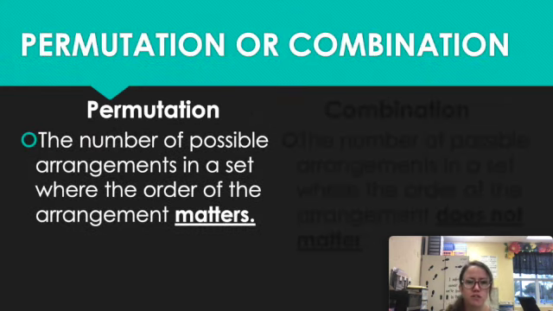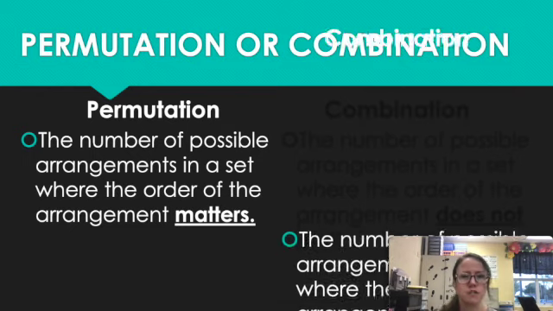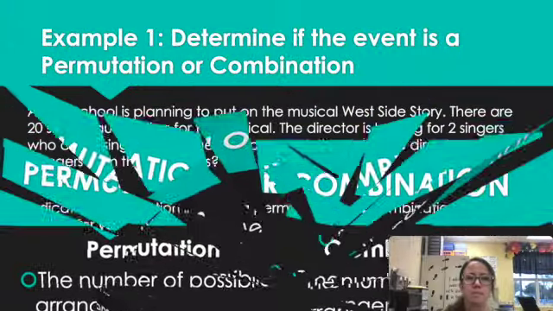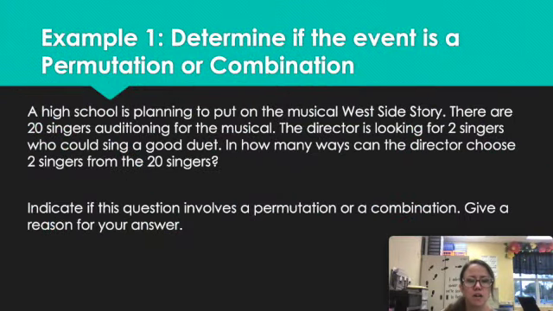A permutation, remember, is when order matters. So the number of possible arrangements in a set where the order of the arrangement matters. So if you're doing shortened notes, order matters for a permutation. Combination, order does not matter. Okay. So example 1, we're just determining if it is permutation or combination.